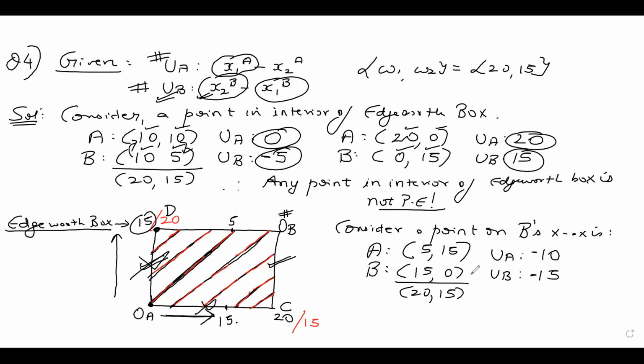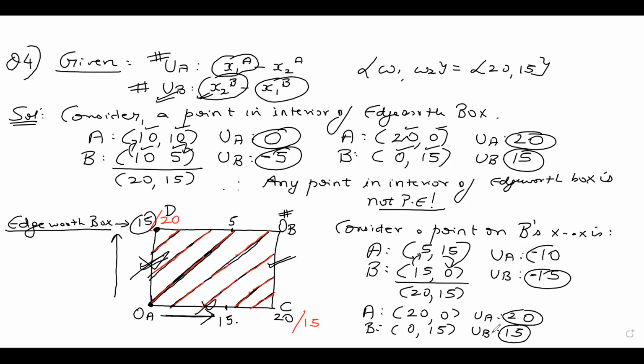Again, B can give all units of x1 to A because x1 is a bad for B. A can give all units of x2 to B because x2 is a bad for A. So again, what do you observe? If this trade happens, A has 20, 0 and B has 0, 15. Again, you can see that both A and B have become better off than before. Utilities have gone up. So I can say, therefore, any point on B's x-axis is not Pareto efficient.